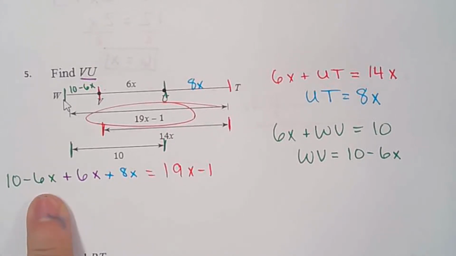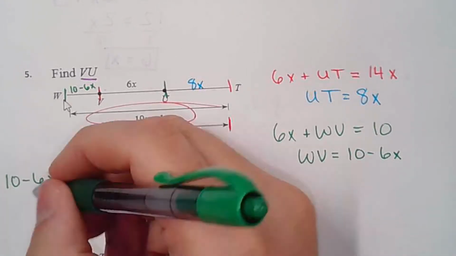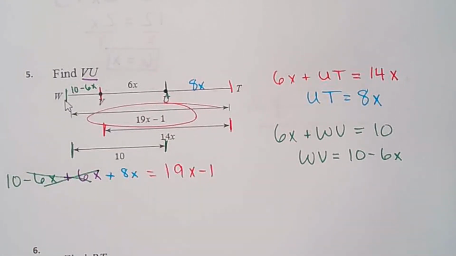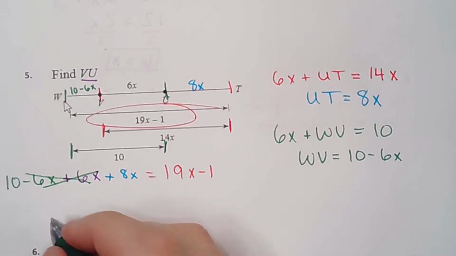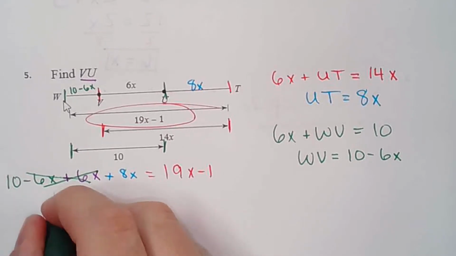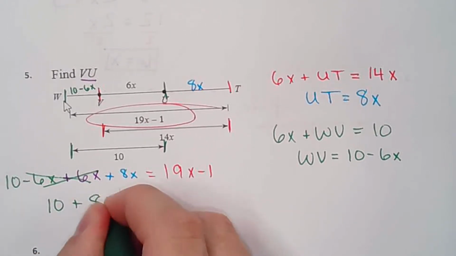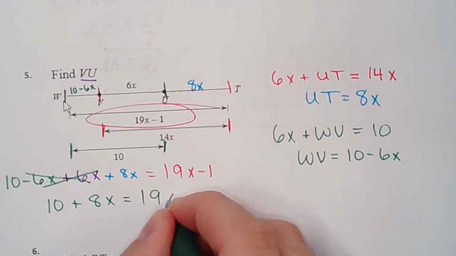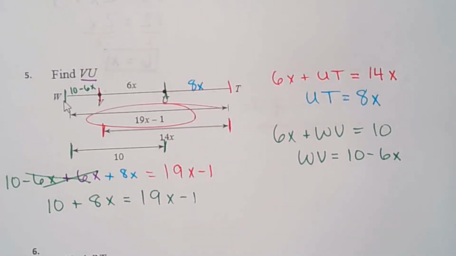So negative 6x and 6x are on the same side, which is convenient because they'll cancel, right? If we subtract 6 and add 6, how about we just save time and don't do either, right? It's a waste of time. So I cross them out. Negative 6 plus 6 is 0. 10 plus 8x is what we're left with on this side, and 19x minus 1 on the other. Terrible idea in real life, great idea in math.